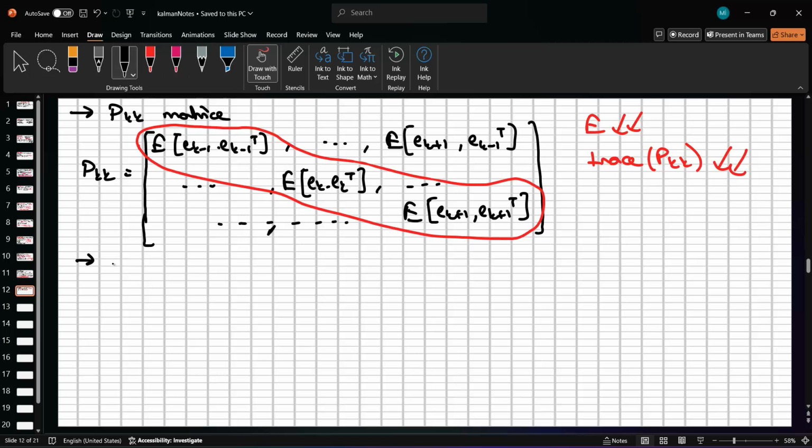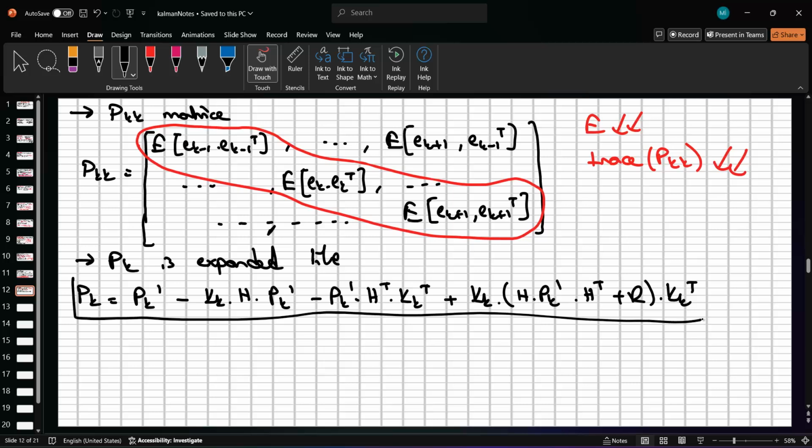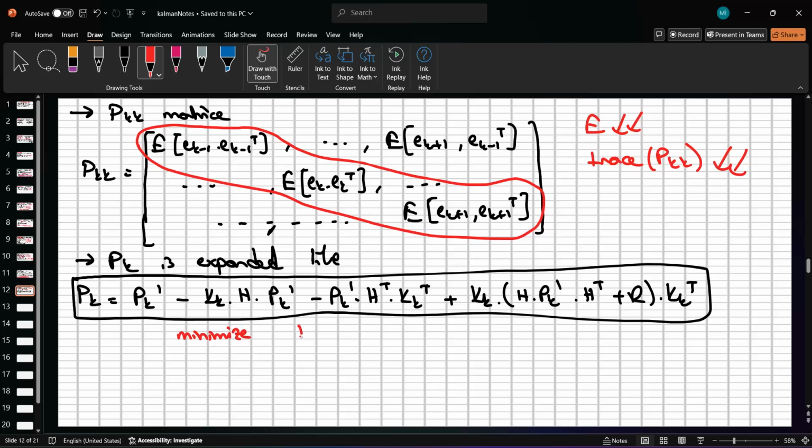If we expand P_k, it equals P_k prior minus K_k times H times P_k prior, minus P_k prior H transpose K_k transpose, plus K_k times (H P_k prior H^T plus R) times K_k transpose. Okay, where is this coming from? This is coming from the previous equations. It's an expansion form, and so the condition is this equation: minimize trace of e, or minimize tr P_k. This is identical.